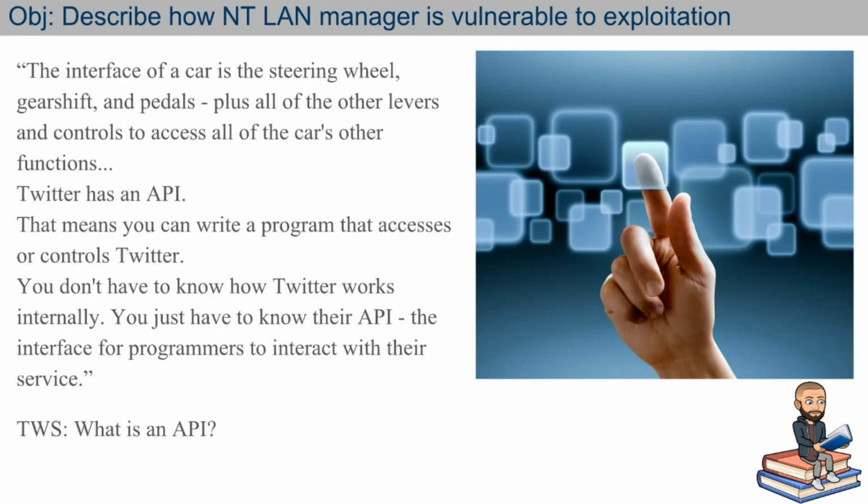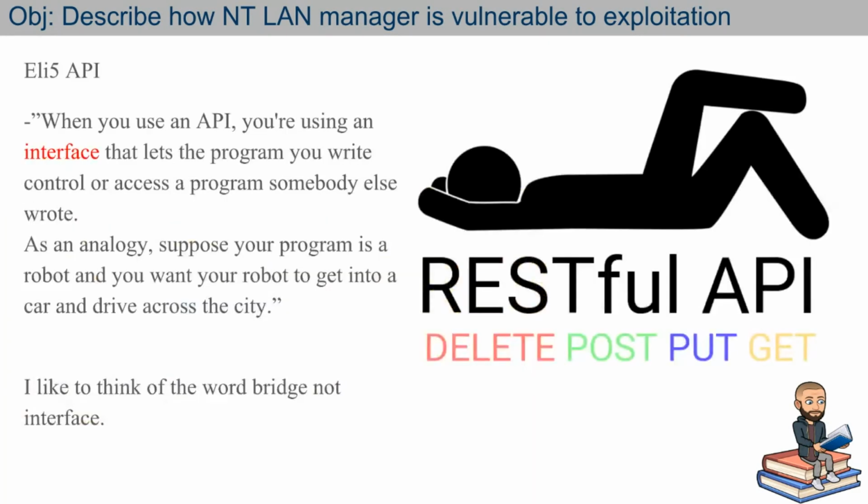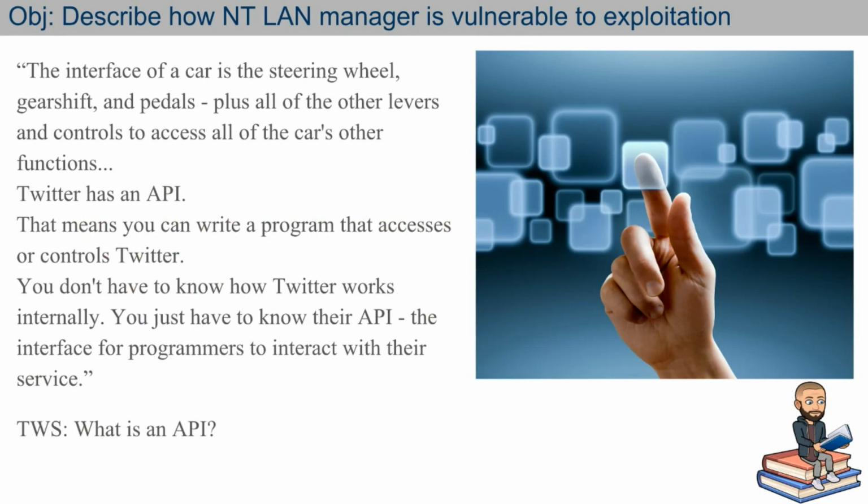So in this sense, the robot is your program, and the API, the interface, is the pedals, the steering wheel, the brake, etc. And I like to think of this word, interface, more like bridge. It's the bridge to get from one thing you want to another thing. The brake pedal interface: the brake is a bridge for you to take in order to stop the car.